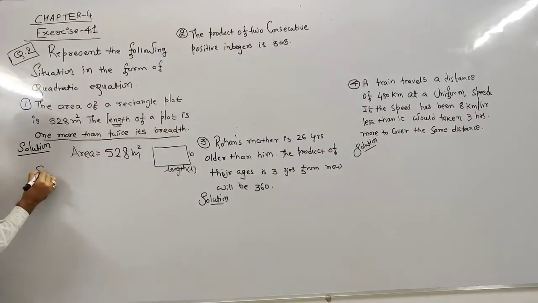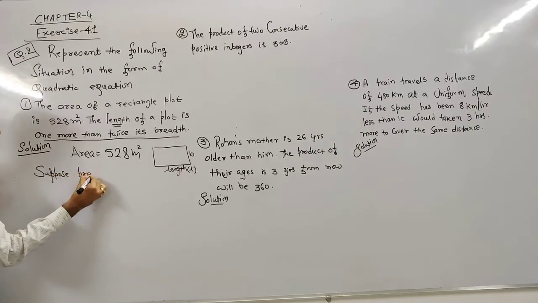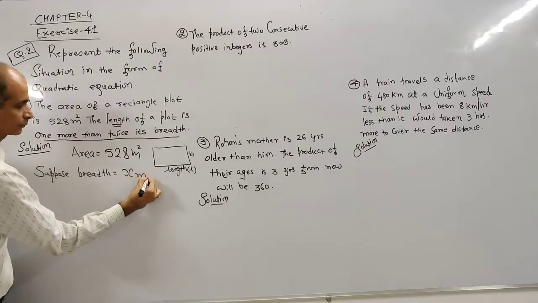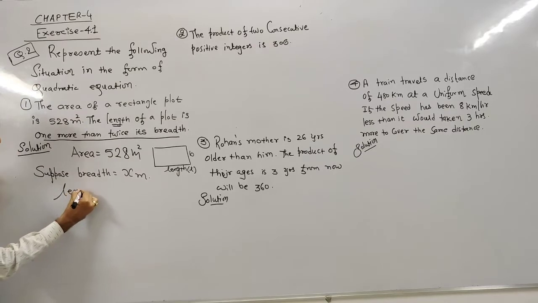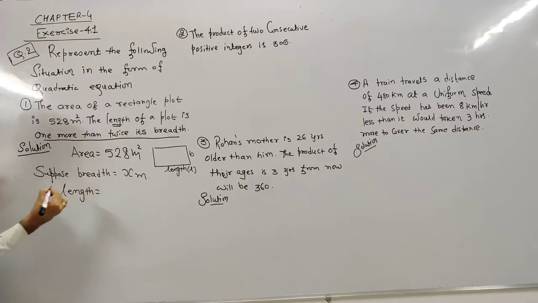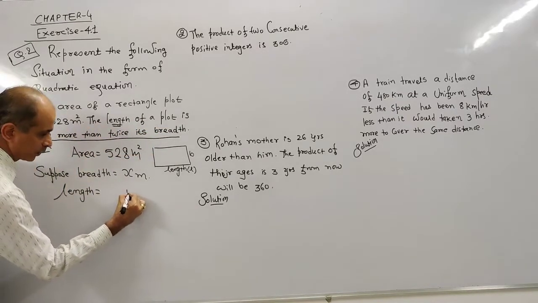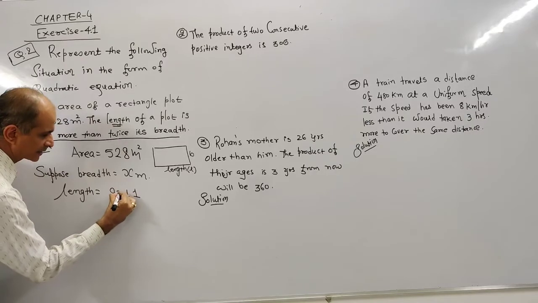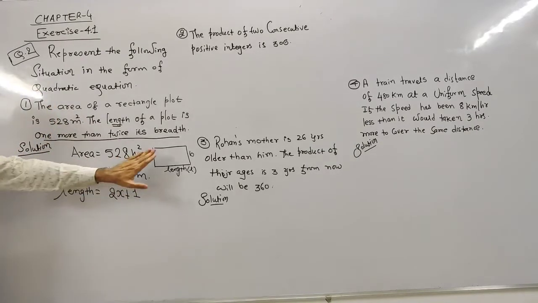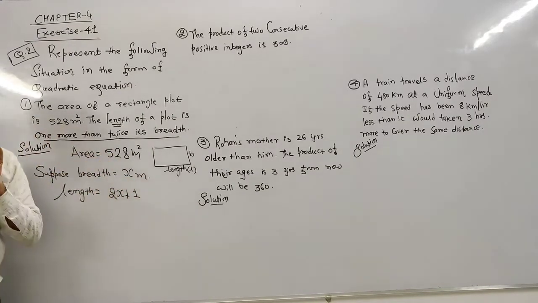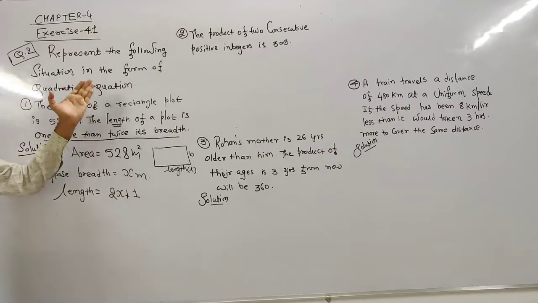So assume, suppose, breadth is equal to x meter. Therefore, length is 1 more than twice its breadth. So in this rectangle, length is 2x plus 1, breadth is x, and area is given to you. And you have to prepare a quadratic equation.